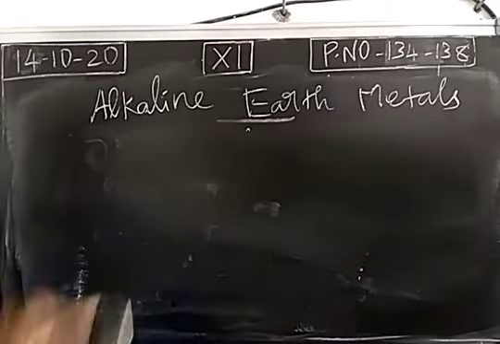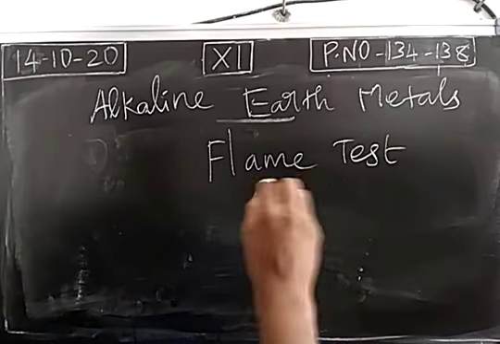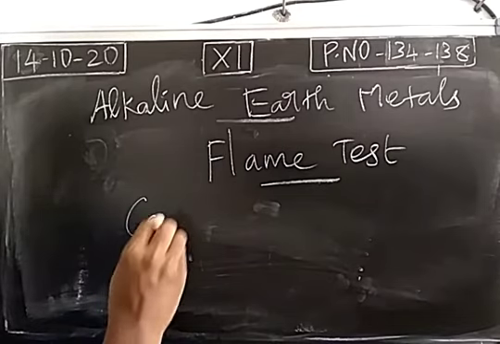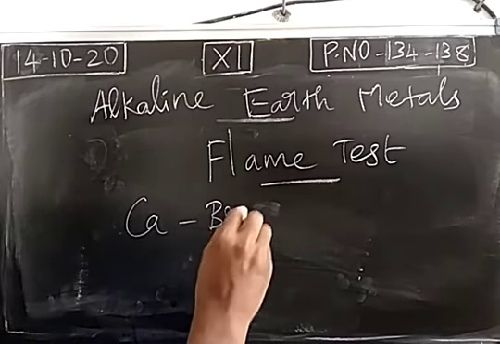Next, flame test. So we can take a compound of alkaline earth metal. Any one compound will be added with concentrated hydrochloric acid, and this can be introduced into a flame using a platinum wire. So in this flame test, different colored flames can be observed. Based on the color, we can identify what alkaline earth metal is present in the compound. If you take a calcium based compound, it produces a brick red color flame.